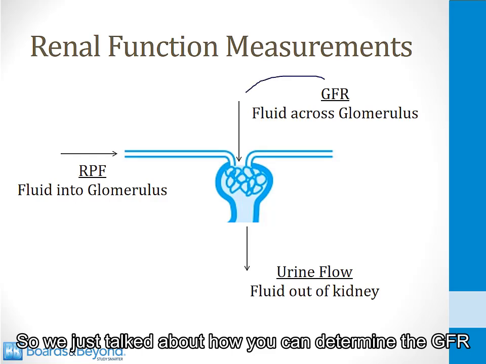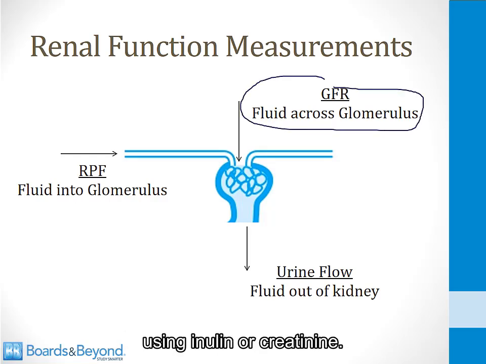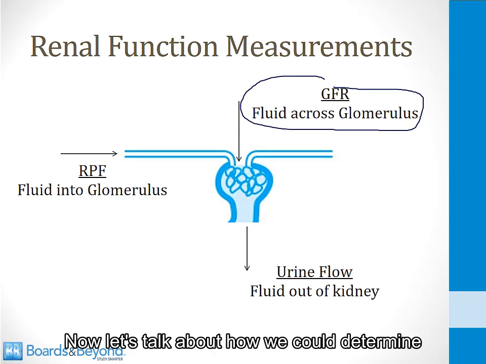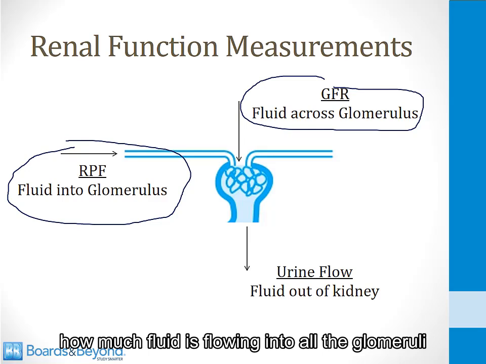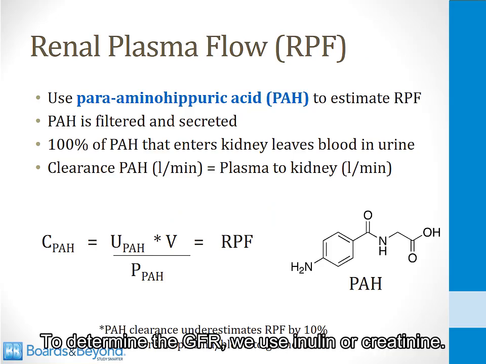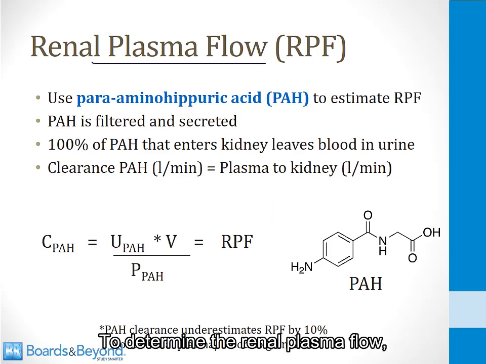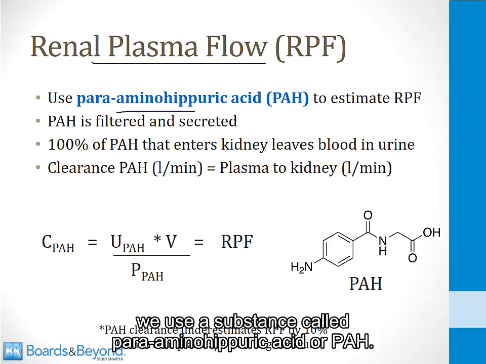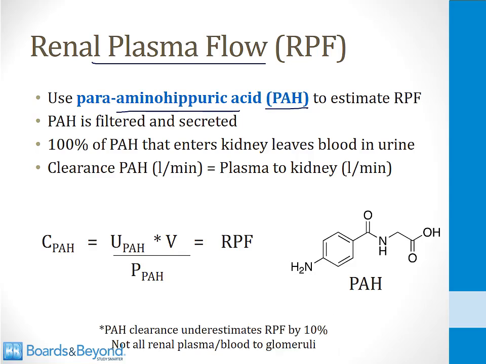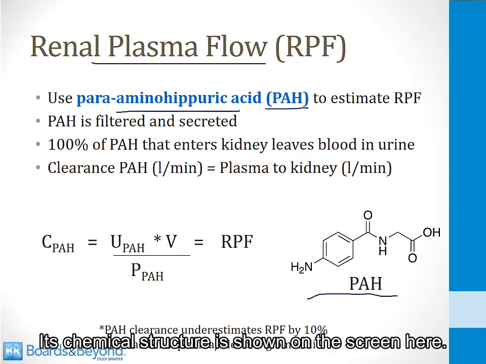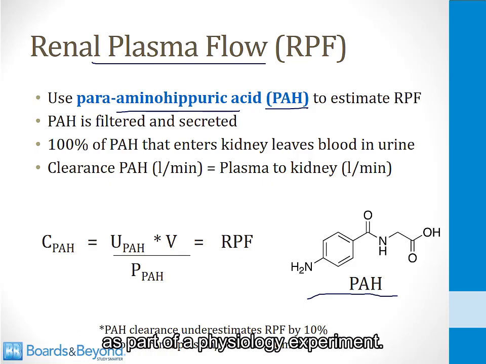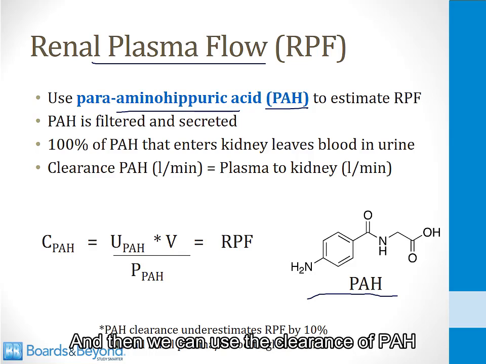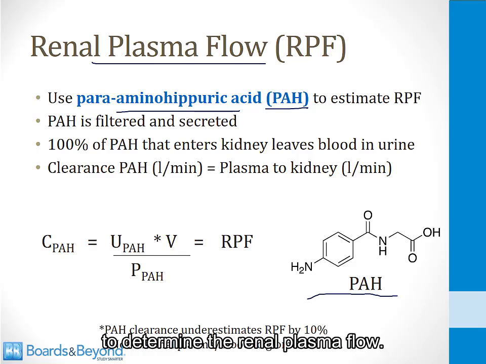So we just talked about how you can determine the GFR using inulin or creatinine. Now let's talk about how we could determine the renal plasma flow. In other words, how much fluid is flowing into all the glomeruli in both kidneys. To determine the GFR, we used inulin or creatinine. To determine the renal plasma flow, we use a substance called para-aminohippuric acid, or PAH. Its chemical structure is shown on the screen here. PAH is not naturally occurring in the body, but it can be administered as part of a physiology experiment, and then we can use the clearance of PAH to determine the renal plasma flow.